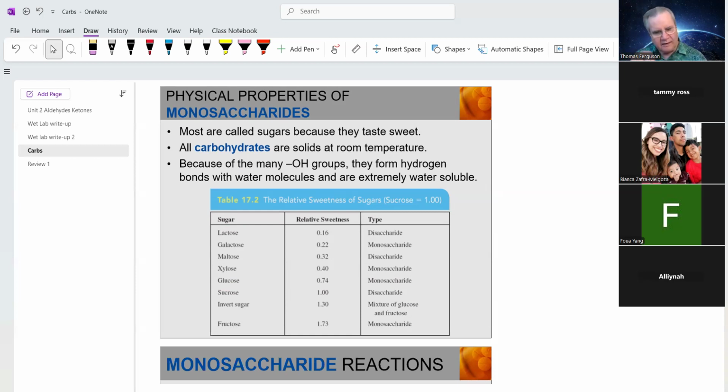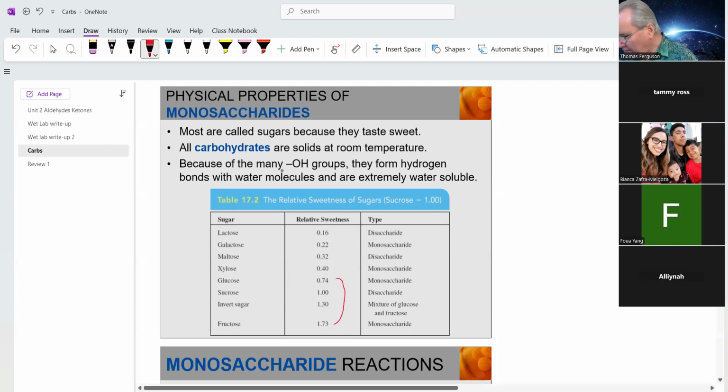Notice there's a reason why fructose is used a lot instead of glucose. Look how much sweeter fructose is than glucose. The reference is sucrose, and sucrose contains fructose and glucose. We'll see in a minute. So they set that as a reference point of 1.